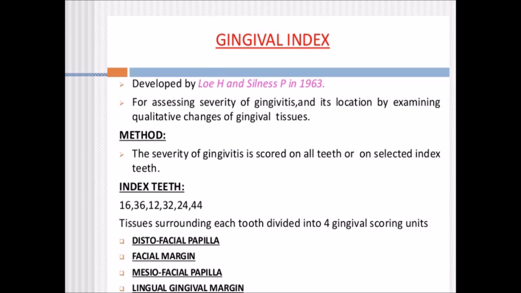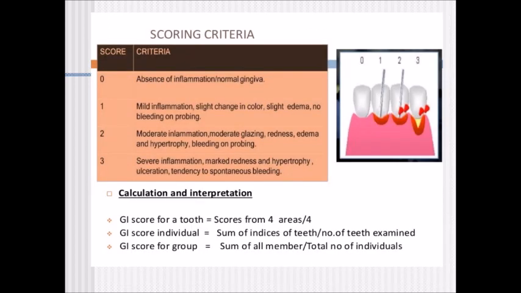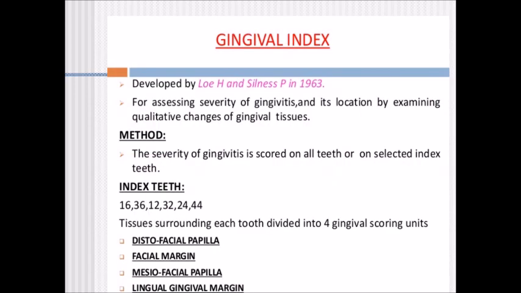Index teeth are 16, 12, 24, 36, 32 and 44. And the surrounding tissue surrounding each tooth is divided into 4 gingival scoring units. And the scoring criteria is given here on the screen: 0, 1, 2, 3. And this is the most commonly used index.